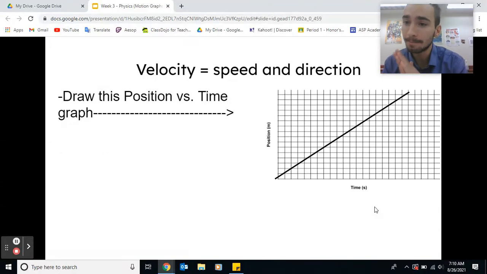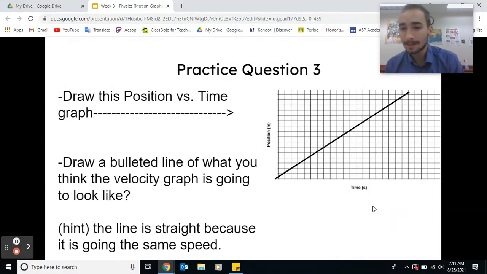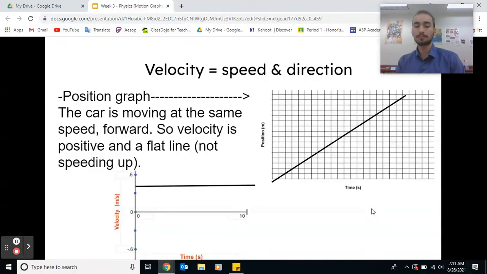Okay, so let's say you have this position versus time graph. Try and guess, what do you think a velocity graph would look like? So if velocity was in the y-axis, and time was in the x, what is the velocity the whole time? So if you have a position versus time graph like this, that means the velocity graph is going to be a flat line. That means it is going the same speed. That's why it's flat.